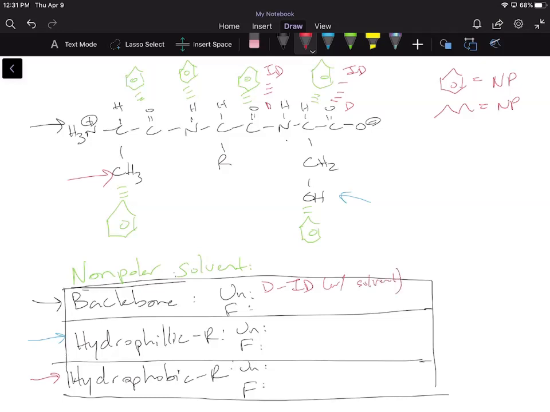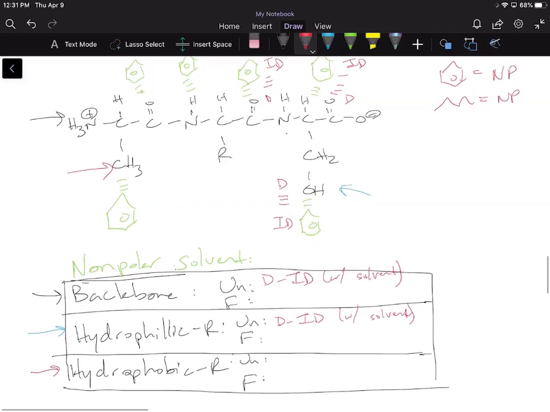Okay. Now let's look at the hydrophilic R groups. Again, the hydrophilic R groups are polar, so they can form dipoles. And benzene itself is nonpolar, so it can only form an induced dipole. So it's a dipole-induced dipole with the solvent. And then if we look at the hydrophobic R groups, the hydrophobic R group is nonpolar, so it can itself form an induced dipole. And the benzene ring is also nonpolar, so it's an induced dipole. So together, it's an induced dipole, induced dipole.